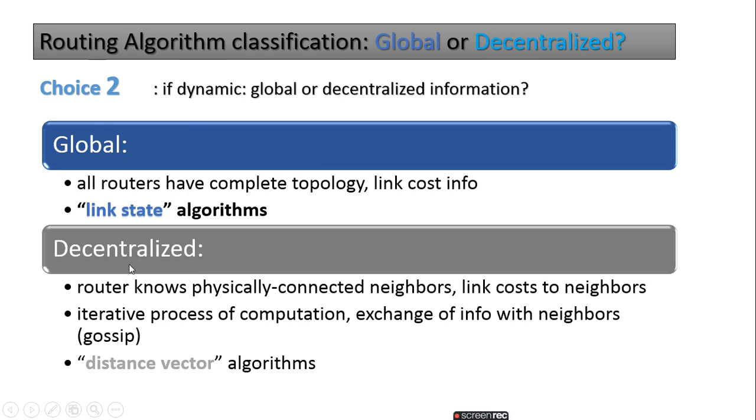Now in your syllabus, we need to learn about decentralized routing protocols only. That's why we talked about RIP, IGRP, EIGRP and RIP version 2. However, you need to learn how a link state algorithm or a global algorithm works. So because of this, I'm going to select one algorithm from the global routing protocols and one algorithm from the decentralized or distance vector routing protocols.